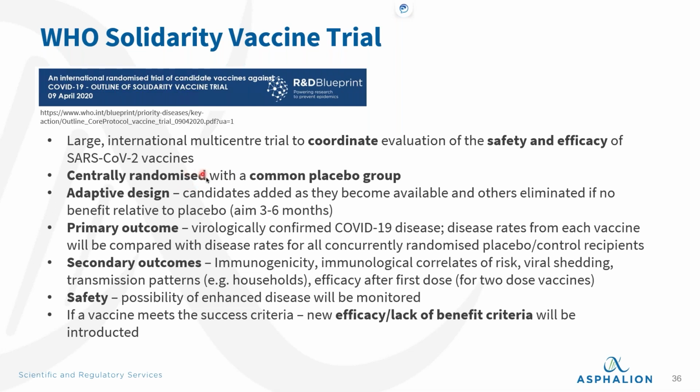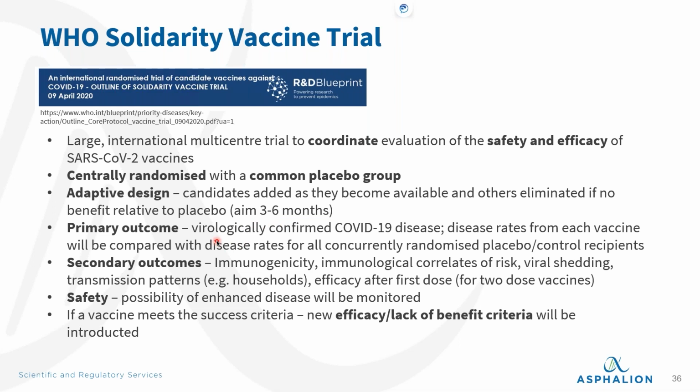So it's a centrally randomized trial with a common placebo group, and it has an adaptive design. So basically candidates are added as soon as they become available, and others are eliminated if there's no benefit seen relative to placebo. So the aim is to, within 3 to 6 months, get some idea of which candidates are viable and which candidates are not viable.